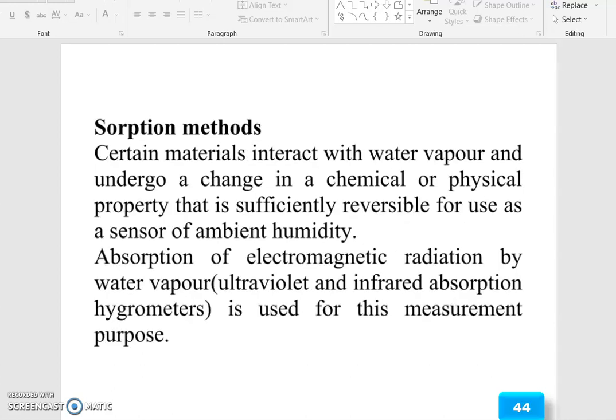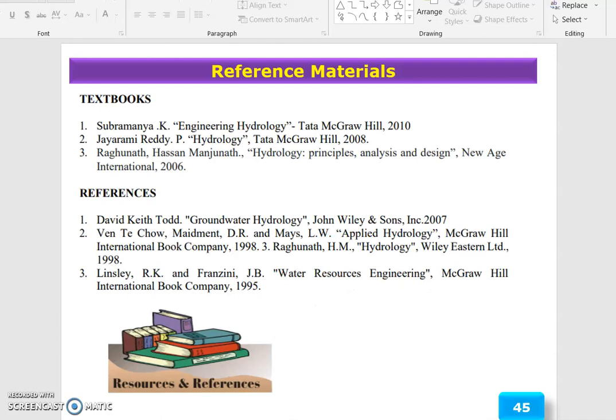So the sorption method. Certain materials interact with the water vapor and undergo a change in a chemical or physical property that is sufficiently reversible for use as a sensor of ambient humidity. Absorption of electromagnetic radiation by water vapor. The ultraviolet and infrared absorption hygrometer is used for this measurement purpose. These are the reference materials.